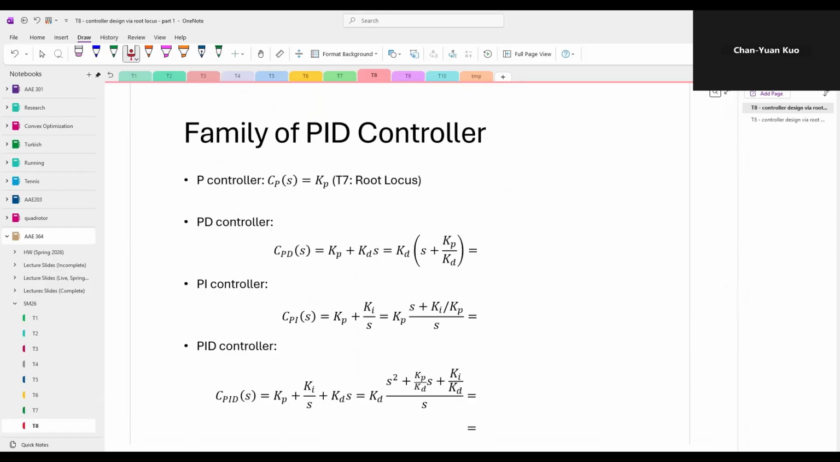Now, let's take a look at several common controllers in the PID controller family. If we keep only the proportional term, we obtain the P controller, which we have already studied previously in topic 7. And if we keep the proportional and derivative terms, we obtain the PD controller. And notice that it can also be written as a gain multiplied by a zero.